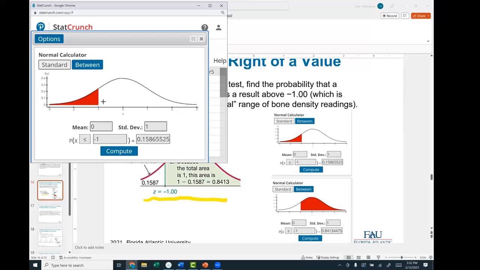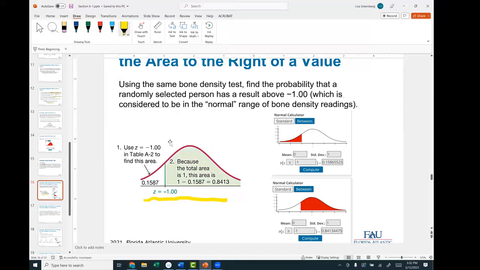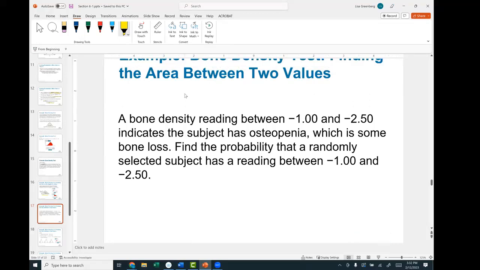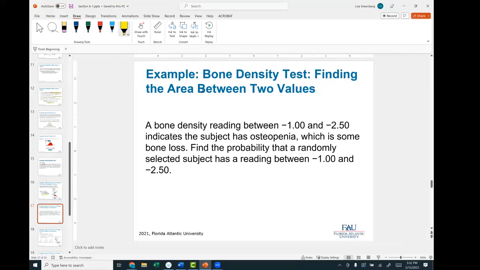So you could do that, or you could even say between two values. We'll get to that in a little bit, okay? Actually, we'll get to it right now. So, example, bone density test, finding the area between two values. A bone density reading between -1 and -2.5 indicates the subject has osteopenia, which is some bone loss. Find the probability that a randomly selected subject has a reading between -1 and -2.5.